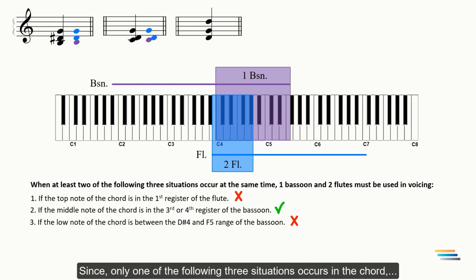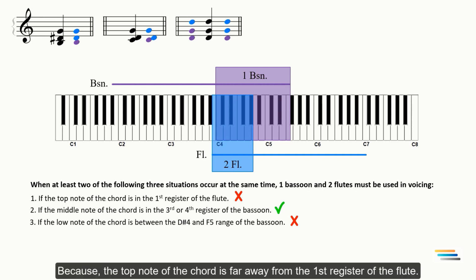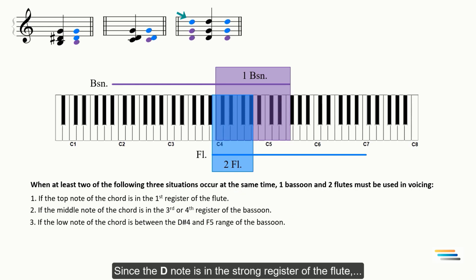Since only one of the following three situations occurs in the chord, you can use either two bassoons and one flute, or one bassoon and two flutes. Did you understand why we can use both types of voicing? Because the top note of the chord is far away from the first register of the flute. Since the D note is in the strong register of the flute, two bassoons cannot prevail over it.